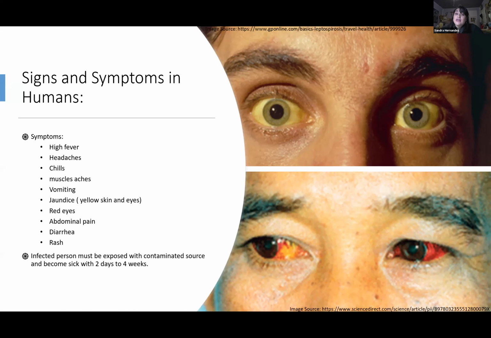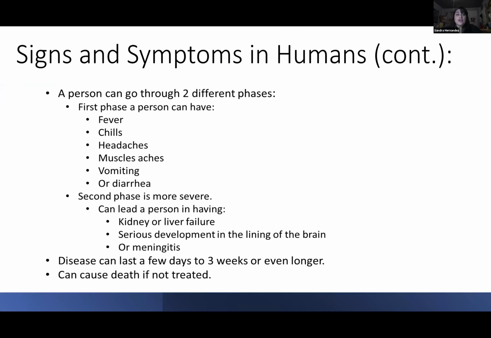Then for a person to be infected, a person must be exposed to a contaminated source and become sick within 2 days to 4 weeks. A person can go through different phases. In the first phase, a person can have fever, chills, headaches, muscle aches, vomiting, or diarrhea. In the second phase, it's more severe, and it can lead to kidney or liver failure, or serious inflammation of the lining of the brain, or meningitis.